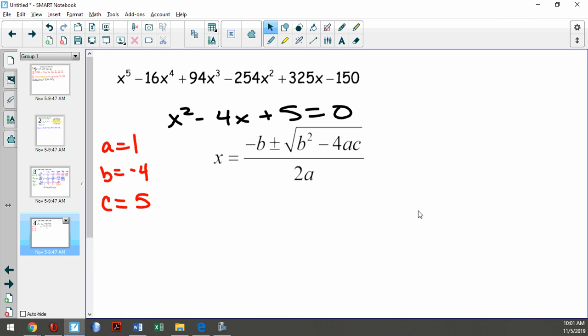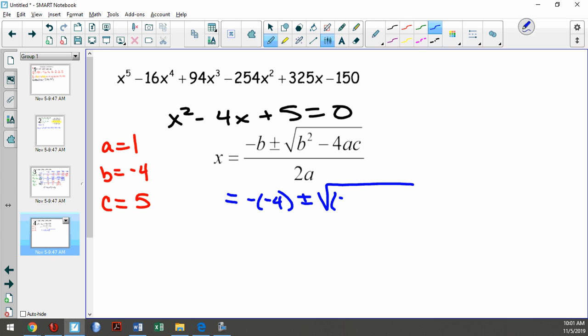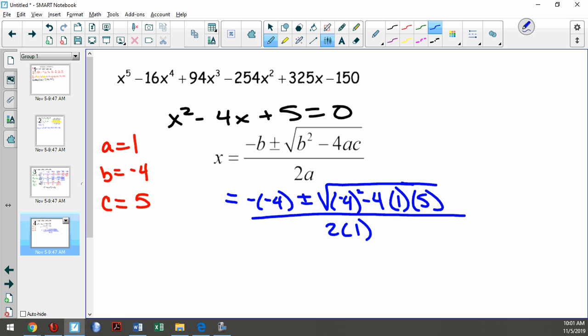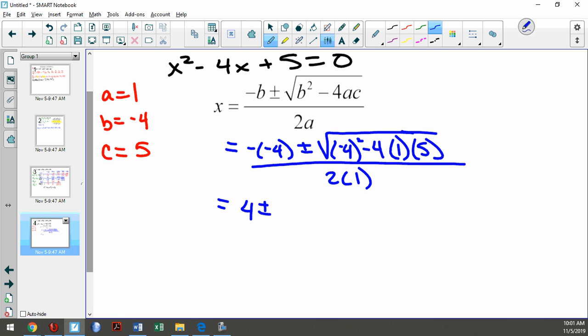So I'm going to come over here, and I'm going to grab my formula, right? And we're going to start plugging and chugging. So this is going to be negative times a negative 4 plus or minus negative 4 squared minus 4 times 1 times 5 all over 2 times 1. Yes? Double negative creates a positive. Negative 4 squared is 16. Minus 4 times 1 is 4 times 5 is a 20. All over 2. What is 16 minus 20? Negative 4. Yep.